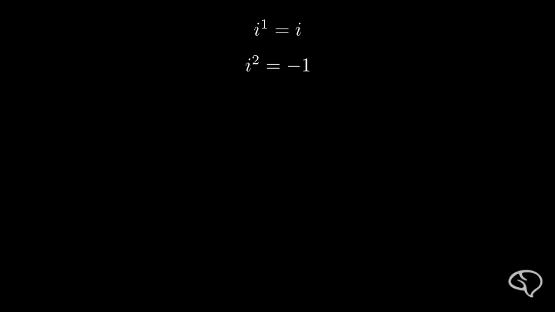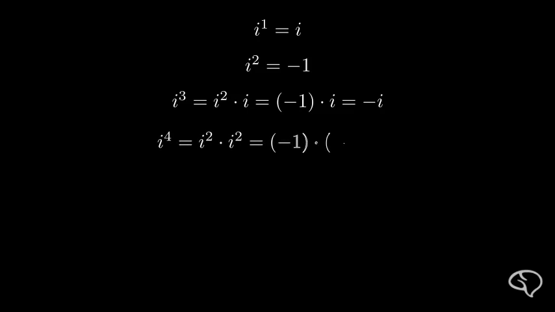Now let's find i cubed. We can write i cubed as i squared times i. We know that i squared is -1, so we can substitute that in. This gives us -1 times i, which simplifies to -i. Finally, let's look at i to the 4th power. We can write this as i squared times i squared. Since i squared is -1, we have -1 times -1, which equals +1.